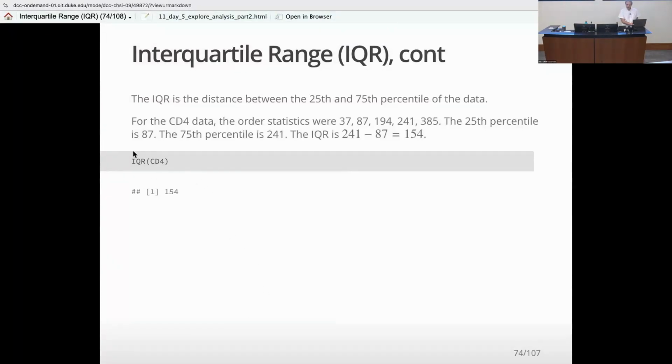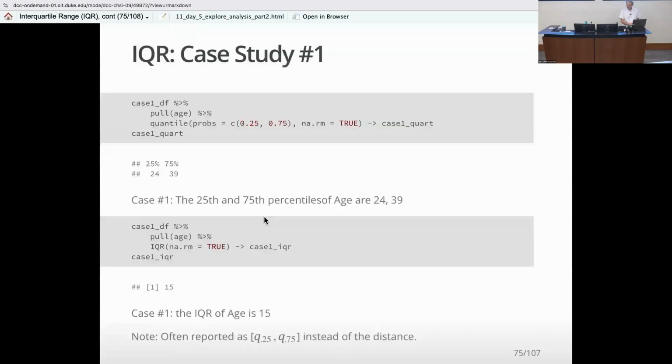We can also just directly calculate that using the IQR function. So it's 154. And again, with a similar mechanism, we can calculate both of those for our real data: pull them and use the quantile function to get those quantiles, or the IQR function to actually get the interquartile range.